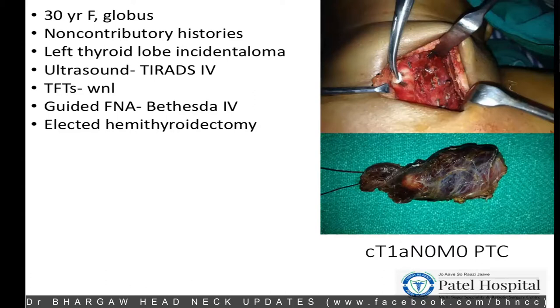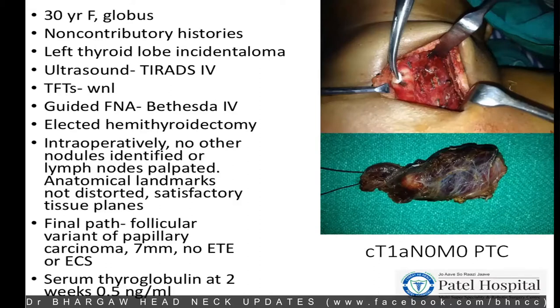So it's a TIRADS 4, Bethesda 4 nodule. We talked to the patient about both options and we discussed that yesterday. The patient elected a hemithyroidectomy. Intraoperatively, there were no other nodules, anatomical landmarks were not distorted. The patient did well and was discharged in the outpatient setting. You see the specimen here. The final path is follicular variant PTC, 7 millimeters. And of course, we followed this patient with the serum thyroglobulin.